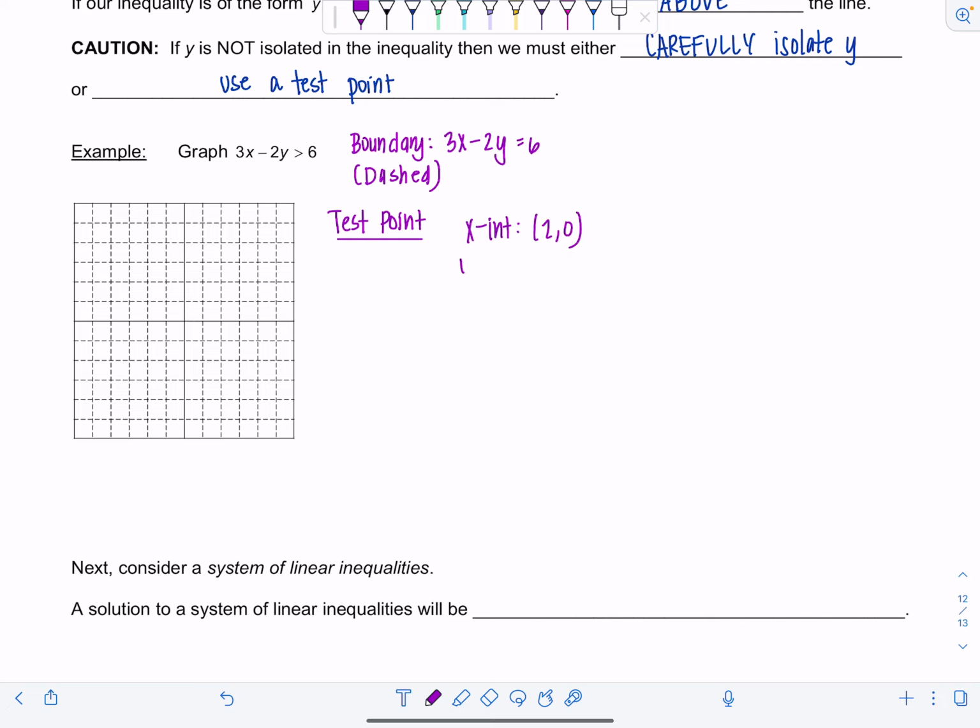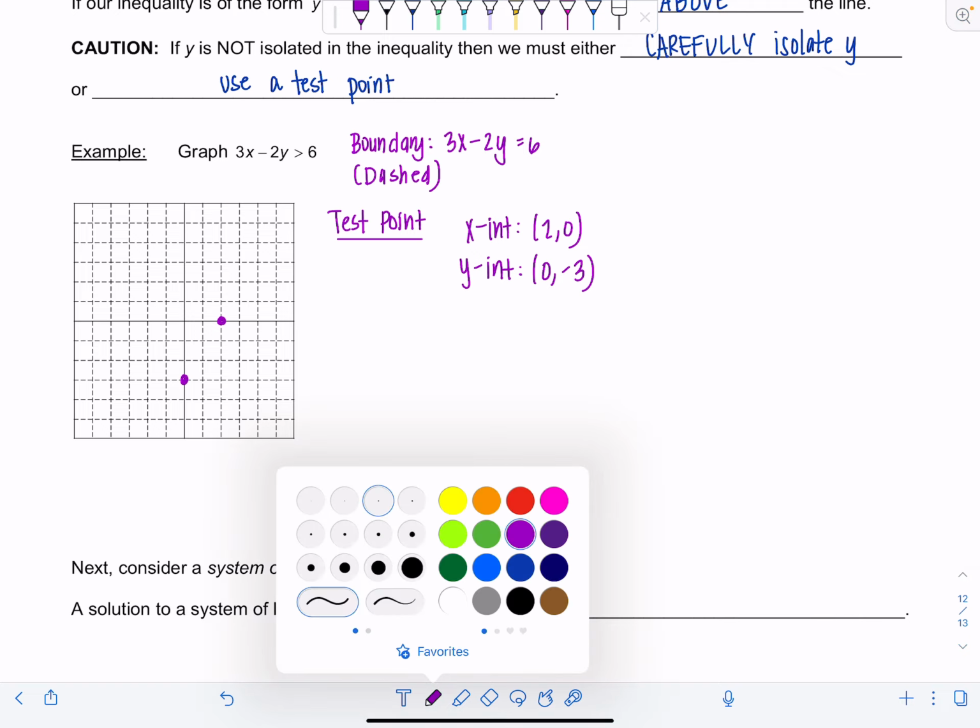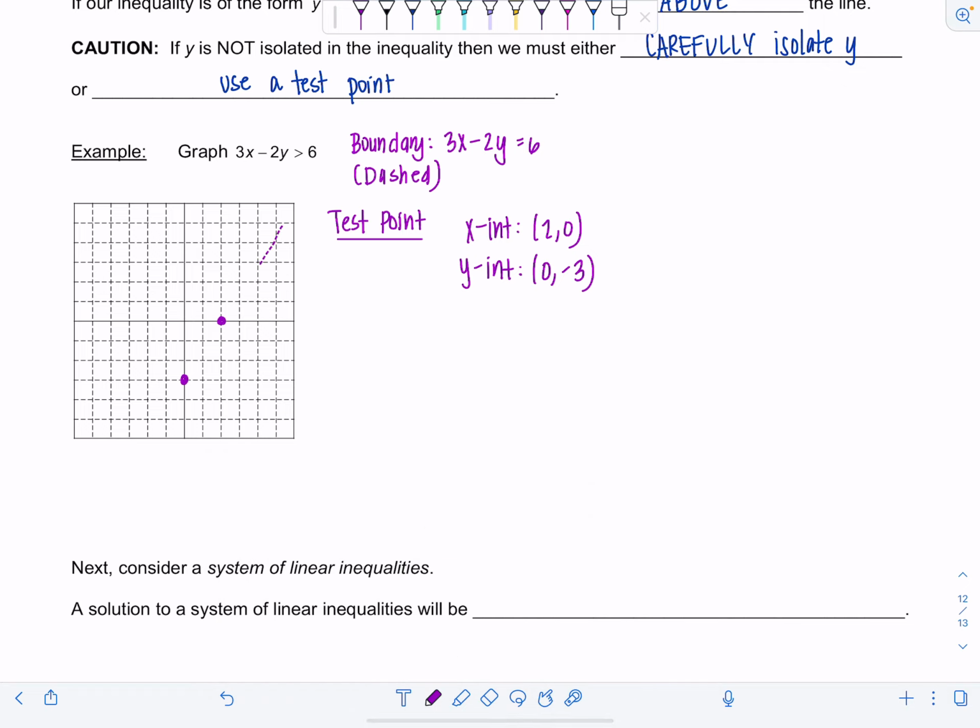And then what about the y-intercept? Imagine you just plugged in 0 for x. So you have negative 2y equals 6. That means y would be negative 3. So 0, negative 3. Now I just have to plot those 2 points. So here's 2, 0. Here's 0, negative 3. And then I need a dashed line. And there's my boundary line.